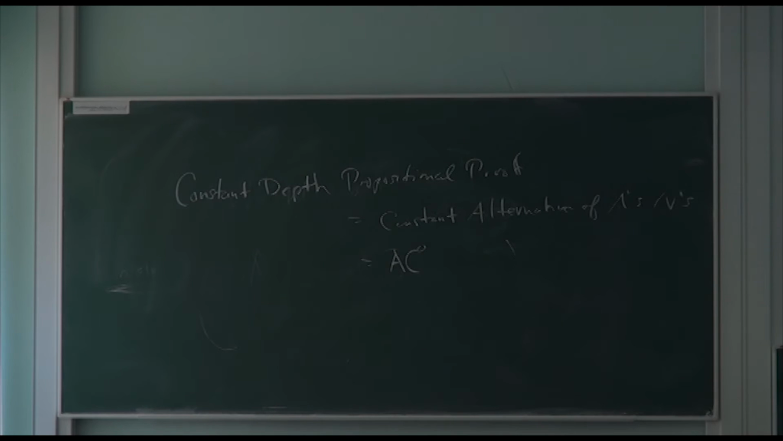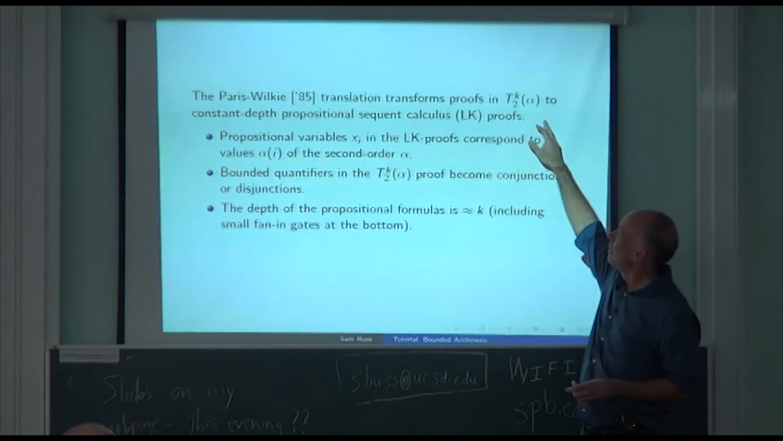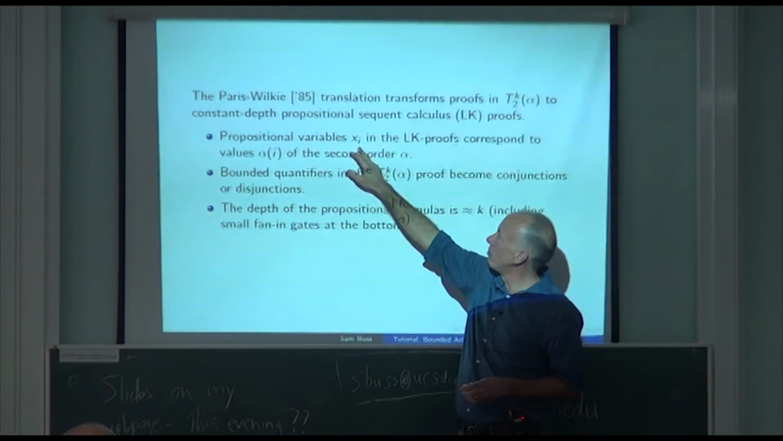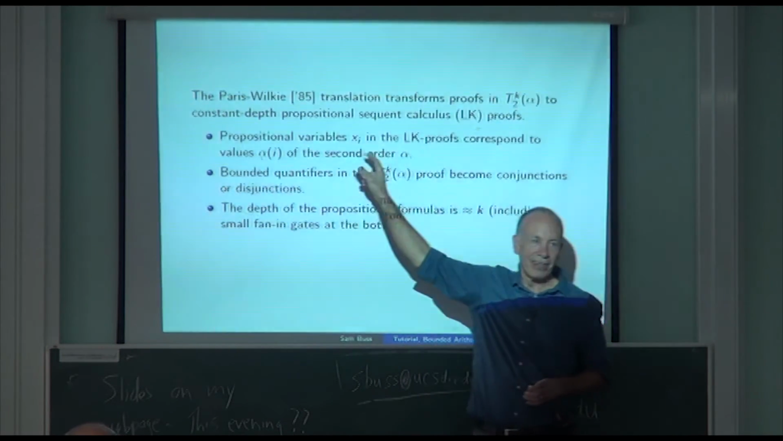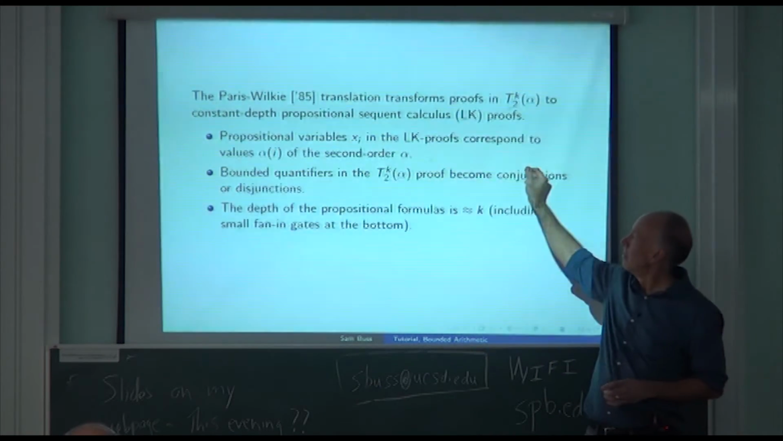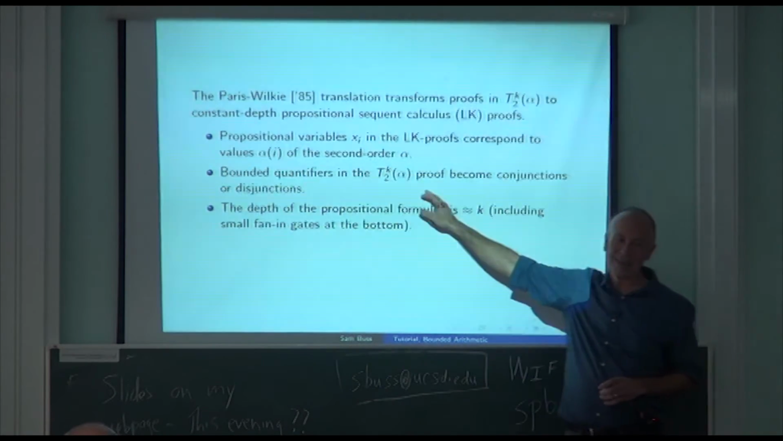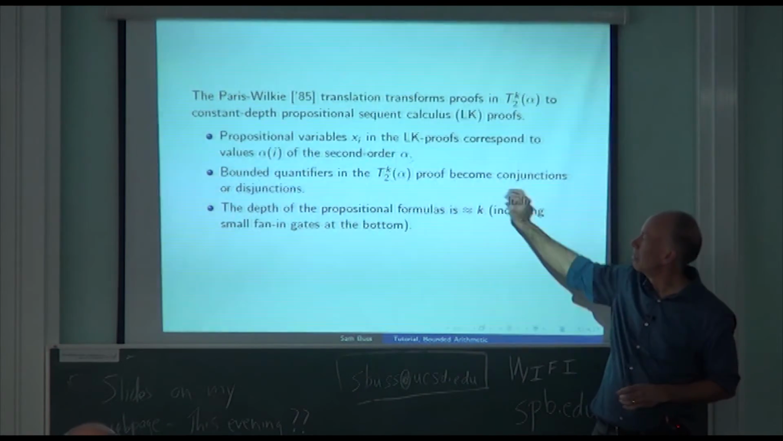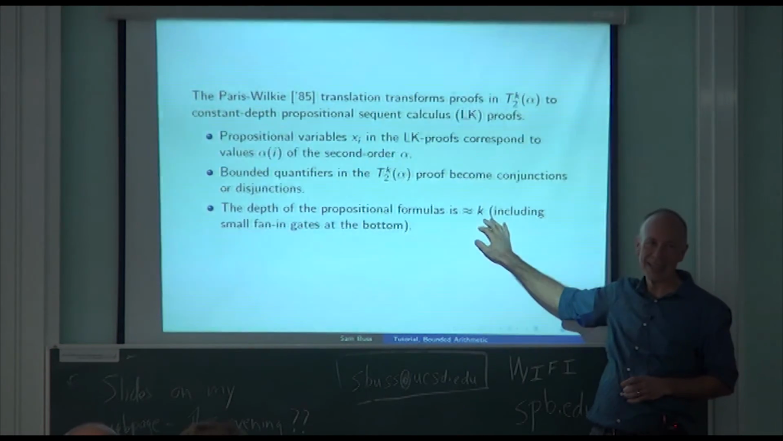Okay. So now we're working in the system with a second order variable, second order alpha here. We're switching: the propositional variables xi are no longer the bits of some number. They're the values alpha of i of some second order predicate alpha. Bounded, not sharply bounded, bounded quantifiers become ands and ors, conjunctions or disjunctions. The depth of the propositional formulas is approximately k. I'll get to that a little bit at the end, depending on how you count, and especially with small fan-in gates at the bottom.